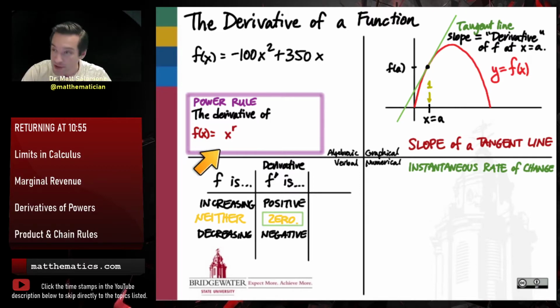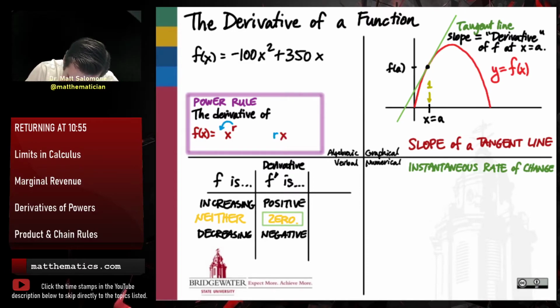The derivative of the function x to the power r is obtained by doing a two-step process. I like to think of it as a two-step process. The first process is we multiply my formula by the old exponent, r. And the second part of the process is we will decrease the exponent by 1, so that the new exponent is r minus 1.